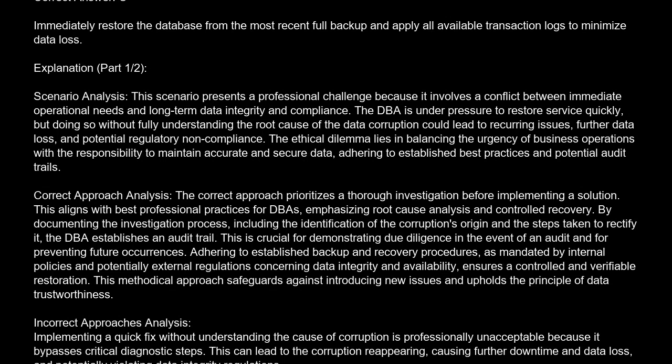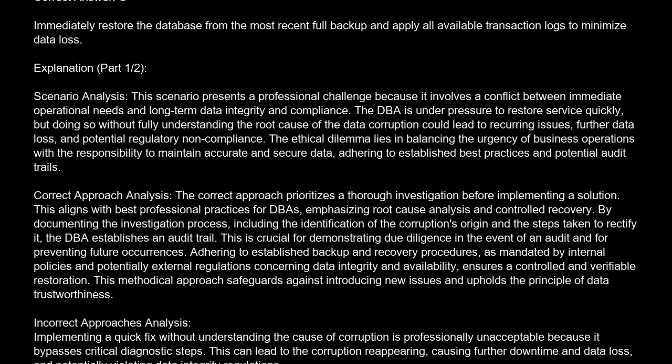The correct answer is C. Immediately restore the database from the most recent full backup and apply all available transaction logs to minimize data loss. Explanation. Scenario analysis. This scenario presents a professional challenge because it involves a conflict between immediate operational needs and long-term data integrity and compliance.